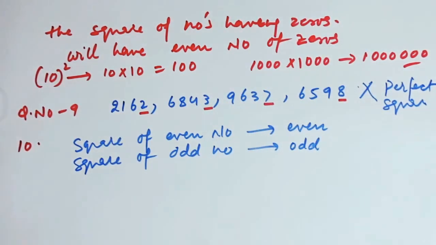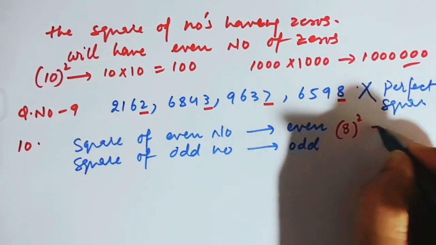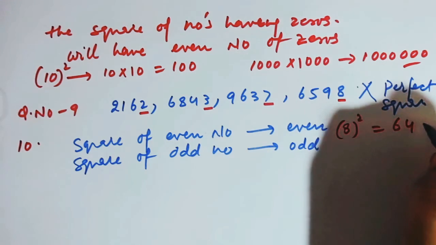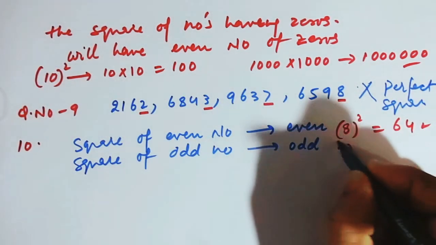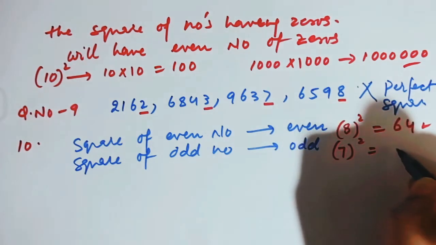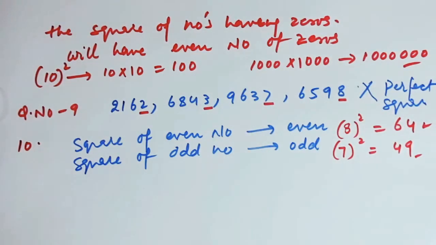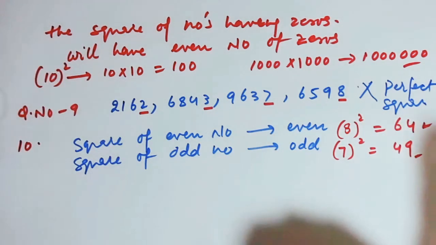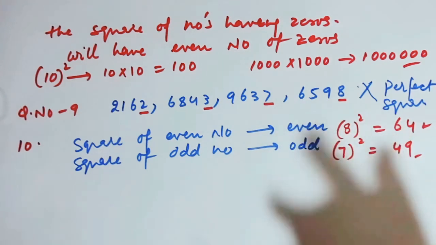Take any number. For example, let me take an even number, 8. 8 square is 64, so this is an even number. Let me take an odd number, 7. 7 square is 7 times 7, 49. Have a look, this is odd. So the square of an odd number is odd, and the square of an even number is even. So even if you get large numbers, naturally you shouldn't panic.